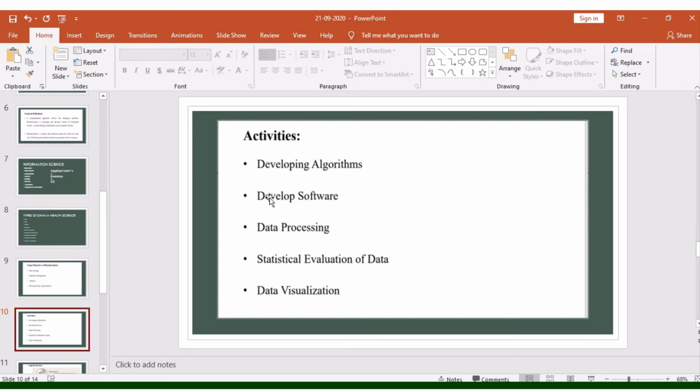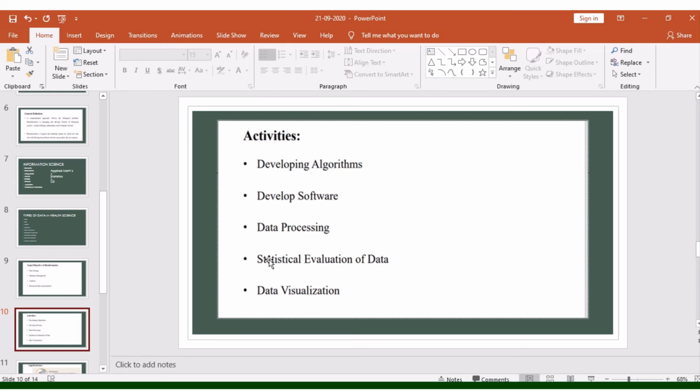And what are the activities that can be performed in bioinformatics? That is developing an algorithm. Algorithm means purely programming, developing software, and data processing. And the statistical evaluation of the data plays a major role; a huge amount of statistics goes on in bioinformatics.